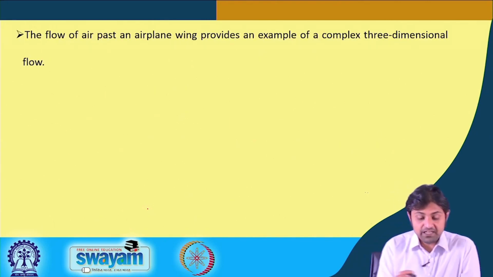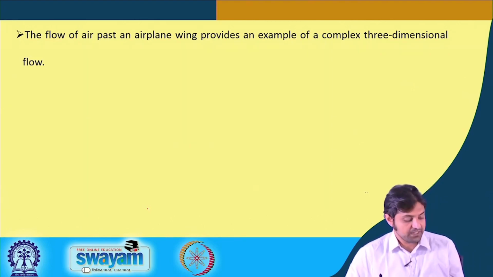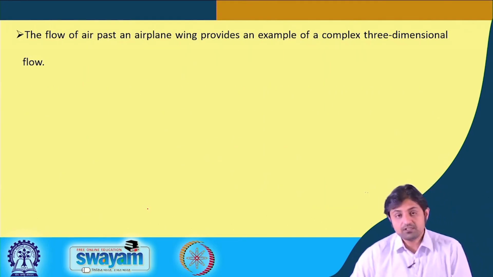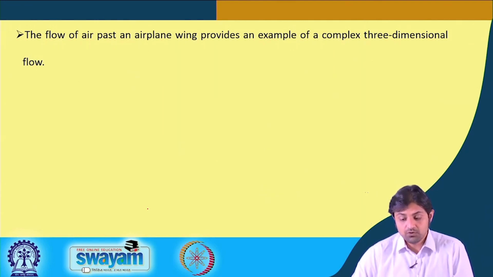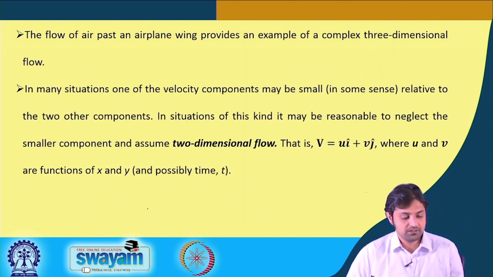The flow of air past an airplane wing provides an example of a complex three-dimensional flow. How? Because the airplane is moving, the velocity will be changing in time, and also because the plane is moving, the velocity will also be a function of x, y and z. At different points the velocity could be really different.